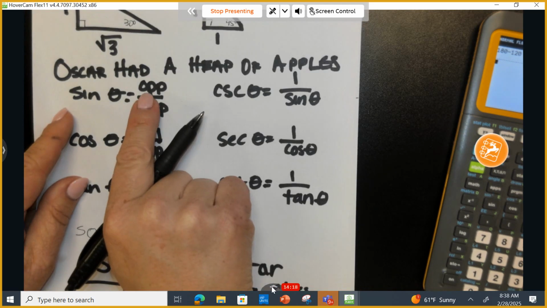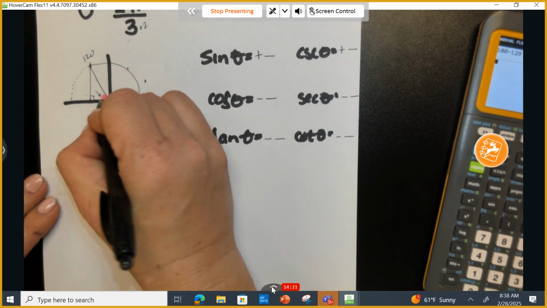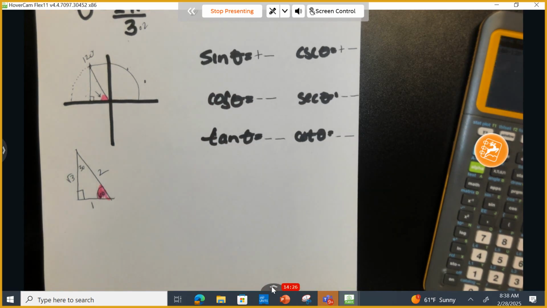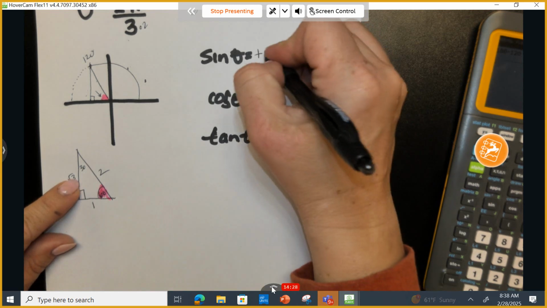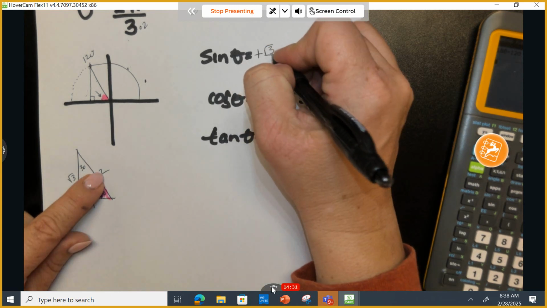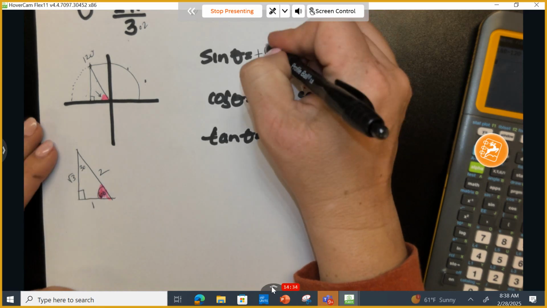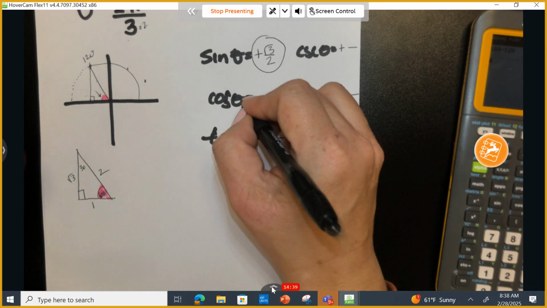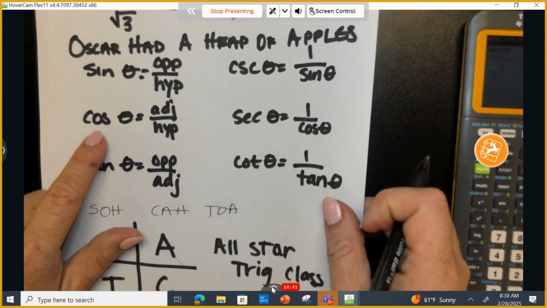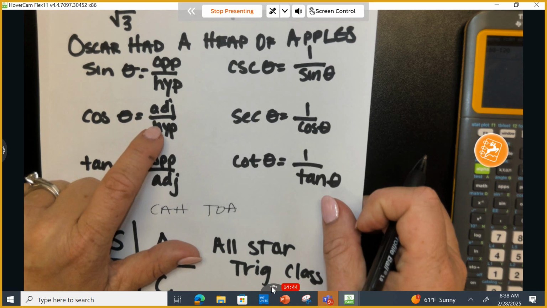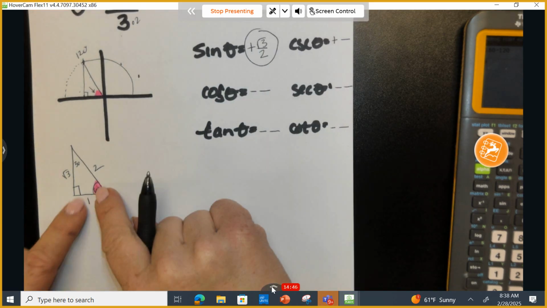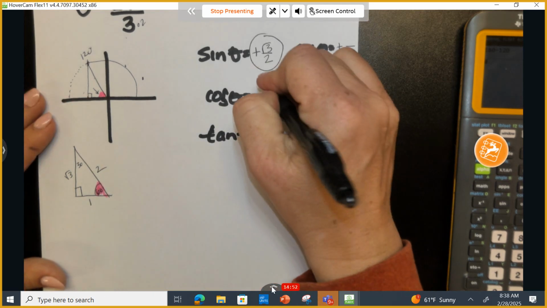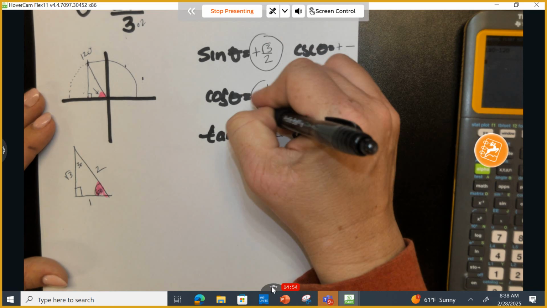Okay, sine is opposite over hypotenuse. So here is my angle, right here. Opposite over hypotenuse. Hypotenuse is opposite of the 90. It's in proper form. Okay, let's do cosine. Cosine is adjacent over hypotenuse. Adjacent means it helps create this angle, but it can never be the longest side. So adjacent is 1. 1 over hypotenuse. It's in proper form.